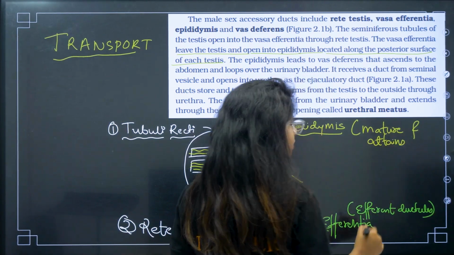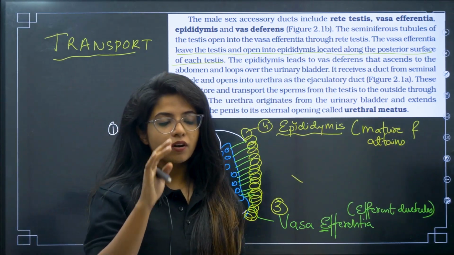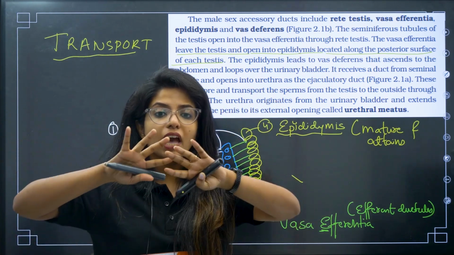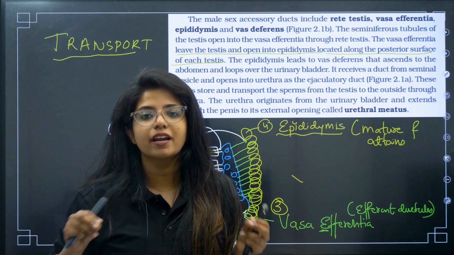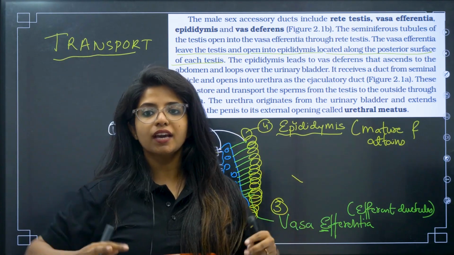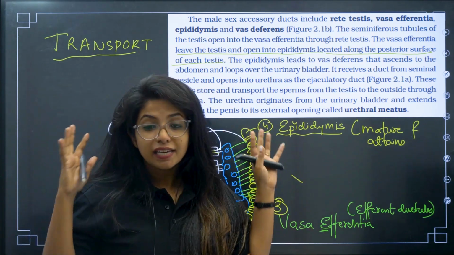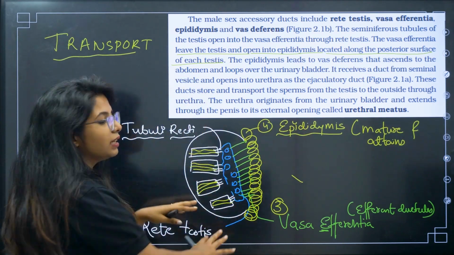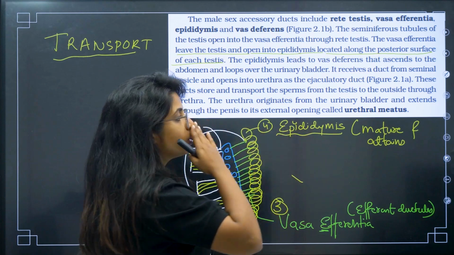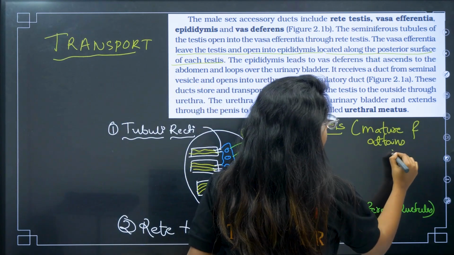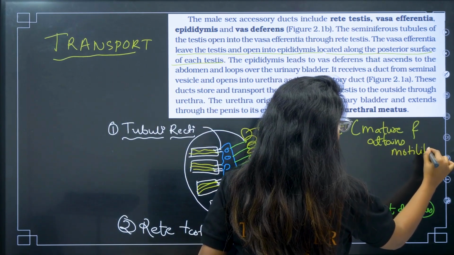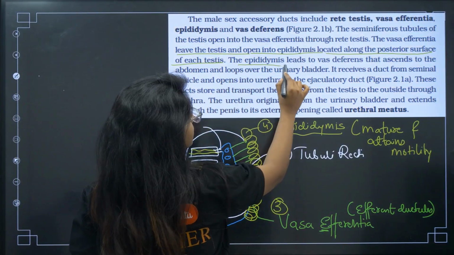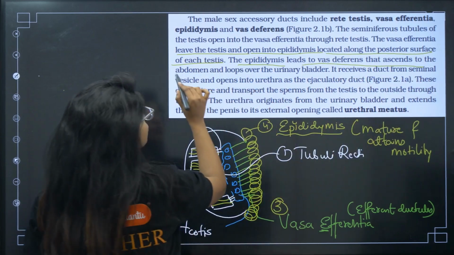Mature as in, aren't they mature already? Because sperms are not always in the flagellar shape. They are normal cells, so they have to reduce the amount of cytoplasm to be in that shape so that they can move easily. All this is partially done in epididymis, and some of it is also done in the testis itself. So it is responsible for maturation as well as attaining motility, so that the sperm can easily move around. Now the next thing is that the epididymis leads to vas deferens that ascends to the abdomen.